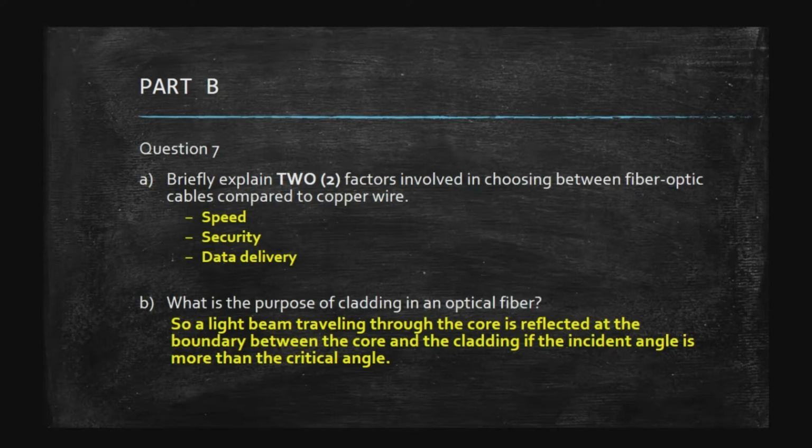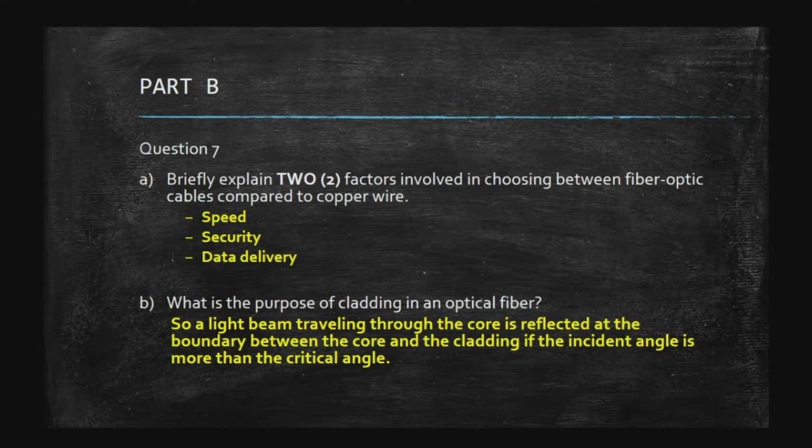Cable, copper wire is more on twisted cable. So there's a lot of factors. The question asks two factors. You can go for the speed, security, or data delivery, and then explain what is speed. In terms of the speed, fiber optic can transfer the data faster compared to the copper wire.